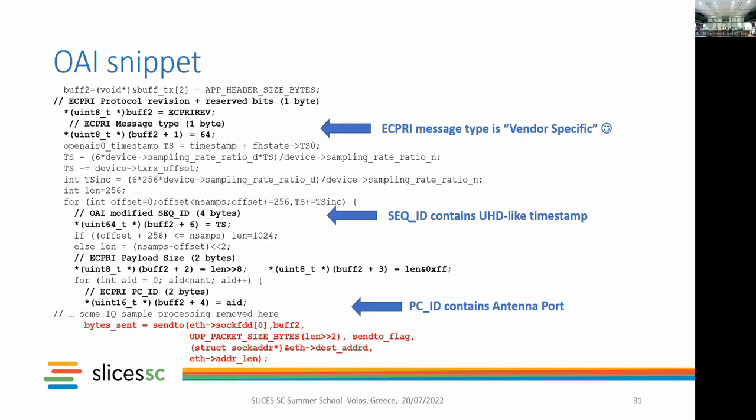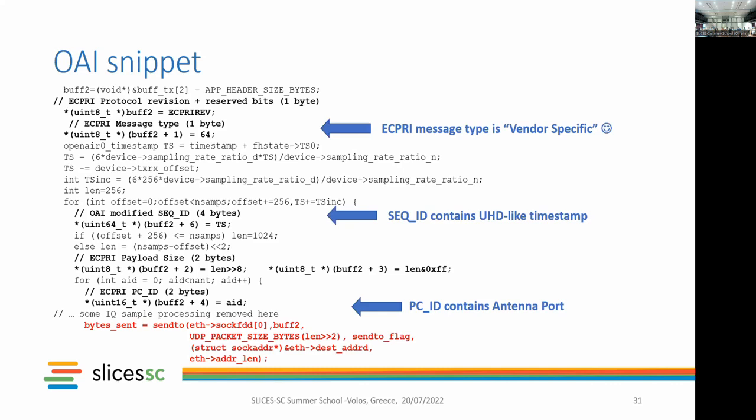Basically, you can see what I put here in boldface are the elements of the EC3 protocol headers that you have to fill. So you have a packet at the top called buff2, and little by little, you have to fill it in. You put the revision of EC3, you put 64 in the message type. That means vendor specific. With ORAN, it's different. You have different packet types. The sequence ID contains timing information. So AW2S puts the timestamp in that sequence ID, and the PC ID contains the antenna port. Very simple. And the rest of the packet is just the data. And to send the packet to the radio unit, you use a standard UDP socket. Can't be simpler than that.